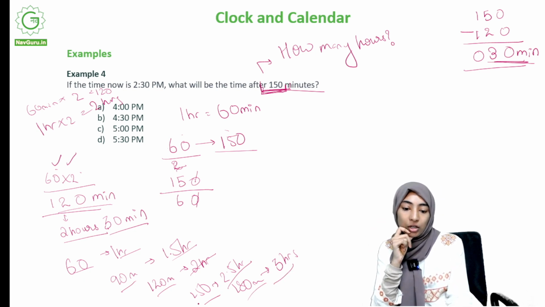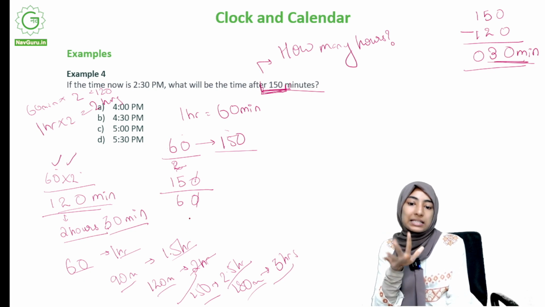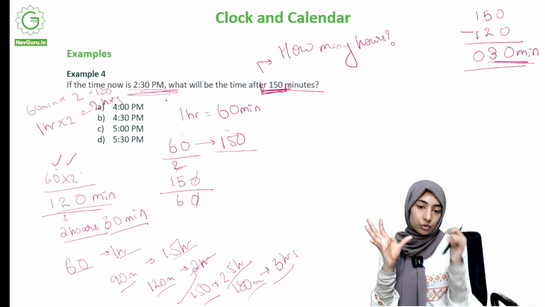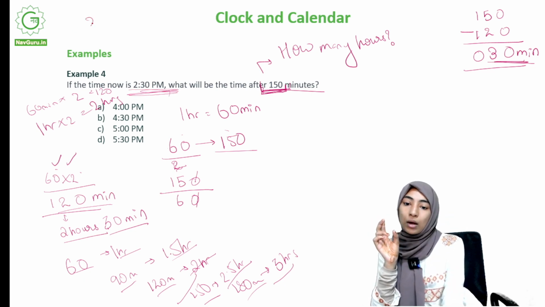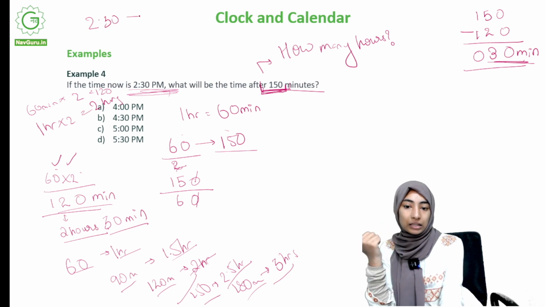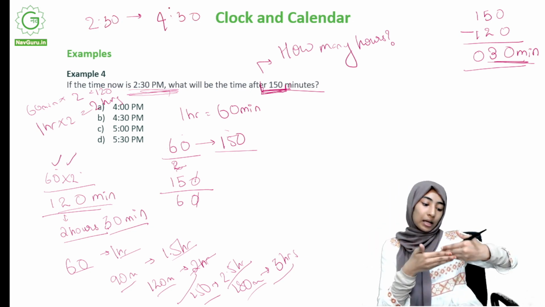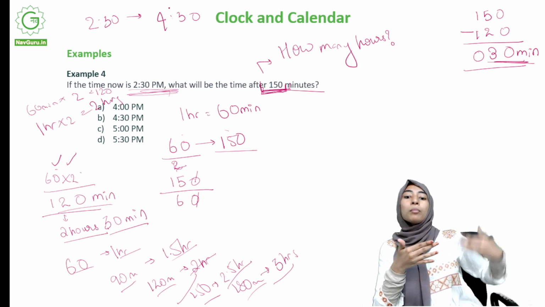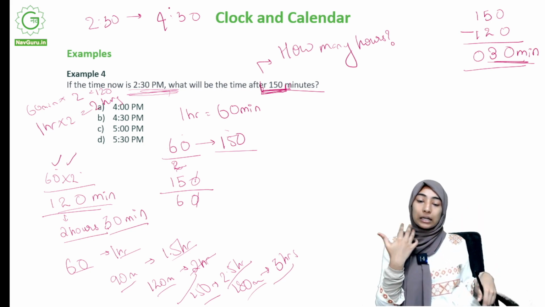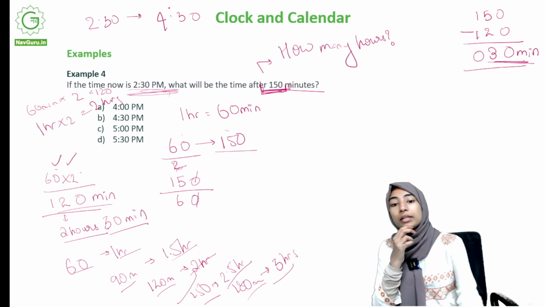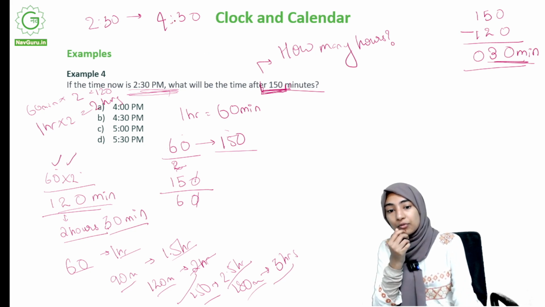So here we've gotten 150 is 2.5 hours. So basically what I want to find here is the time that is 2.5 hours after 2:30 p.m. So just take 2:30. What is 2 hours after 2:30? It will be 3:30, 4:30, right? So 1 hour after 2:30 is 3:30, 1 more hour after 3:30 is 4:30. Now what is 30 minutes plus 4:30?